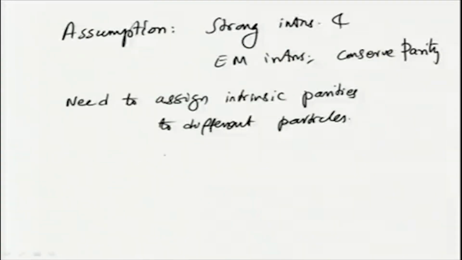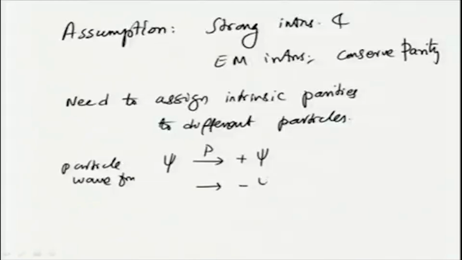So, what we have to do is to say psi, the particle wave function, how does it change under parity? It can either pick up a plus sign or a minus sign. This is called even parity and this is the odd parity. So, even and odd parity for these particles can be assigned consistently. So, how do we do that convention?